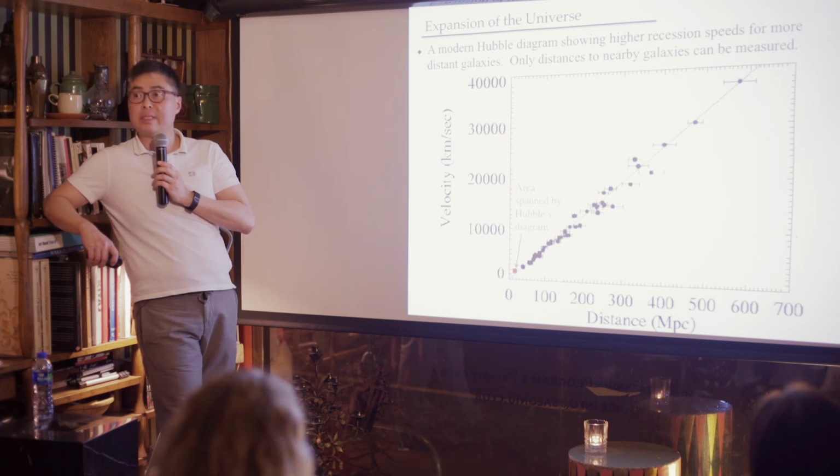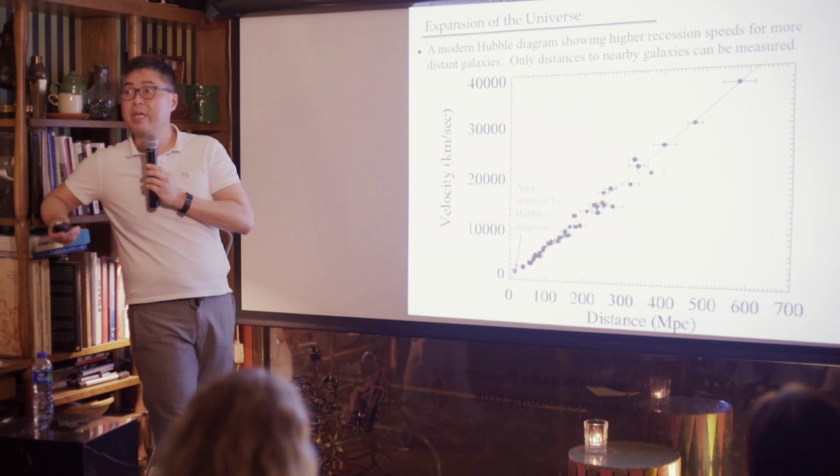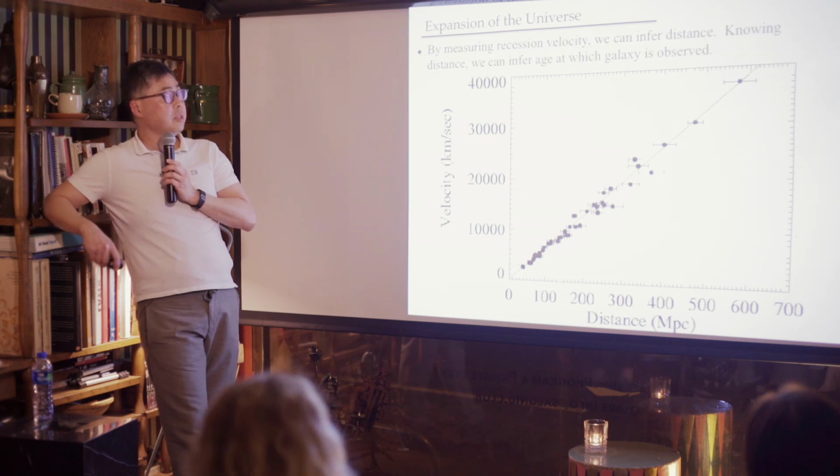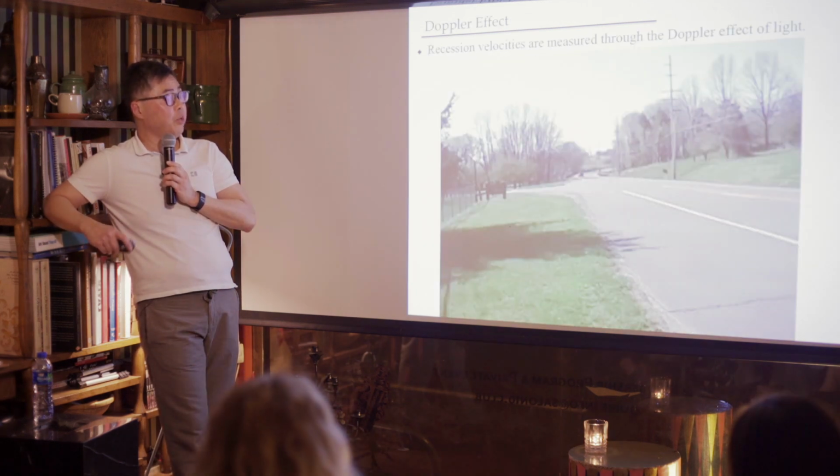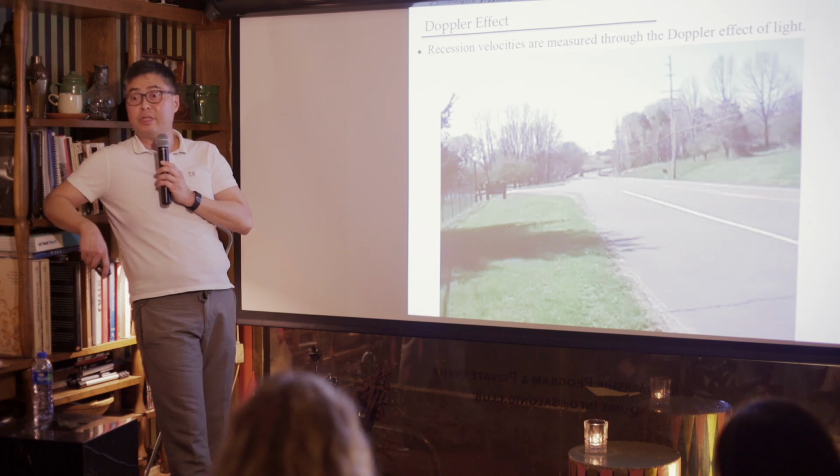The next question then is, well, how do we do that? How do you measure the speeds of galaxies? Well, we use an effect which is familiar to you. It's called the Doppler effect.